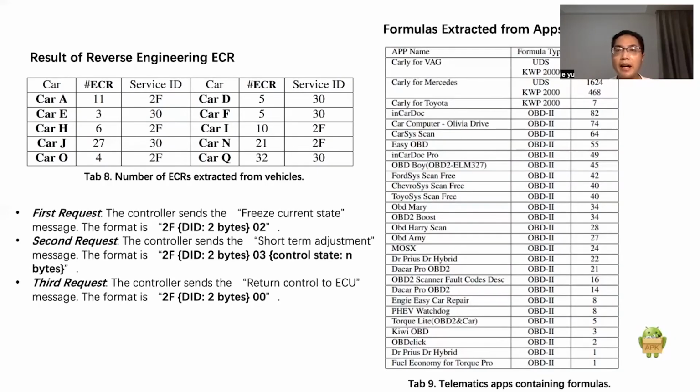Since some mobile apps connected to the vehicles can also read sensor values from the vehicle, we also perform static program analysis to recover the formulas from the mobile apps. Here we selected 160 mobile apps. Finally, we successfully extracted the formulas from 28 mobile apps.